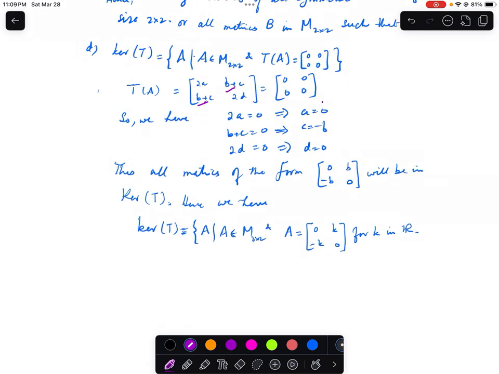So that's all for this section. We will now look at section 4.3.